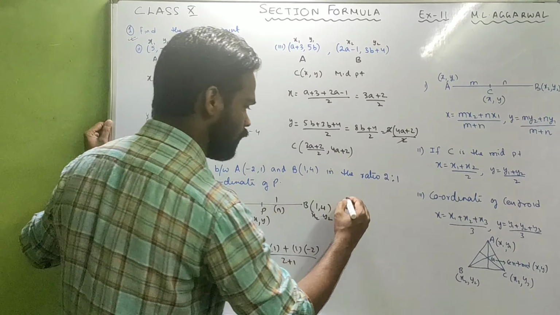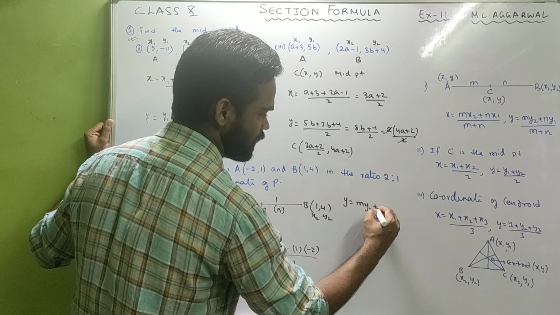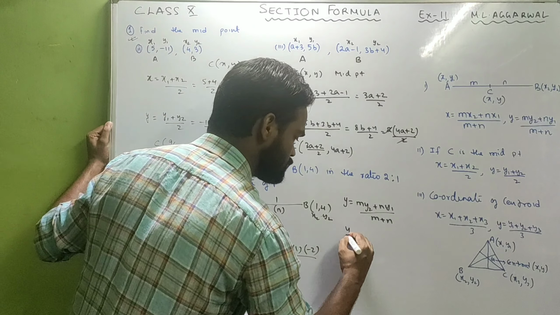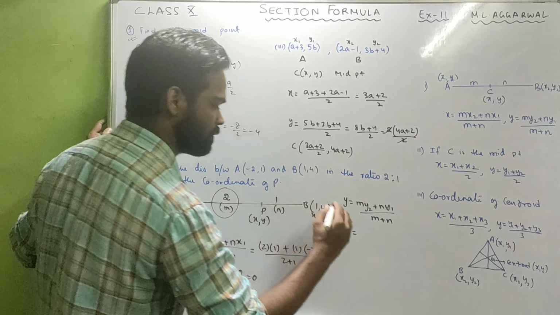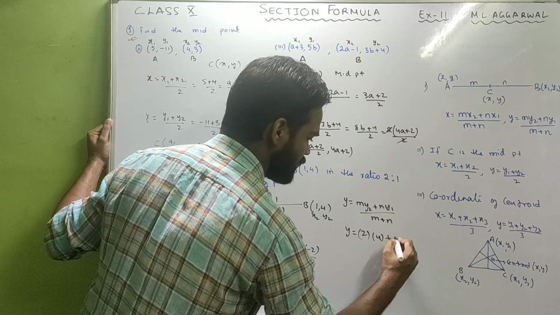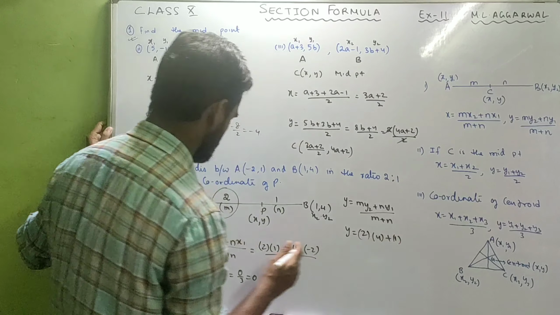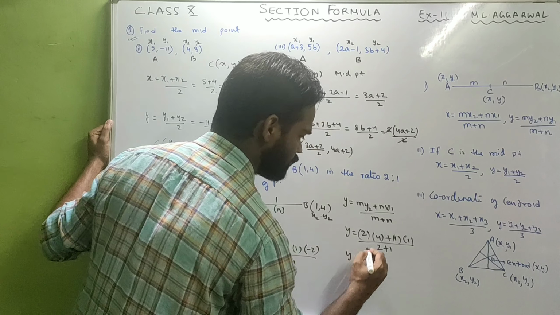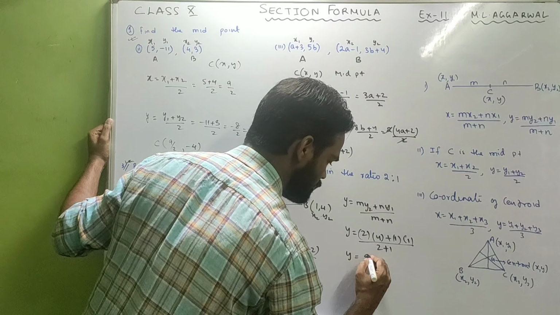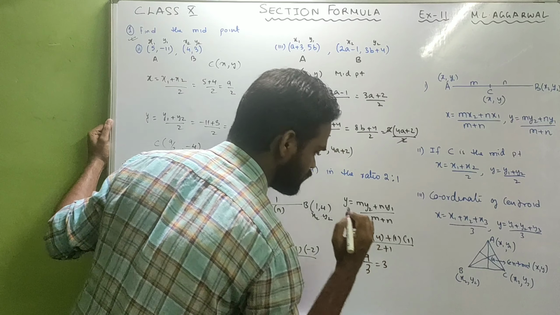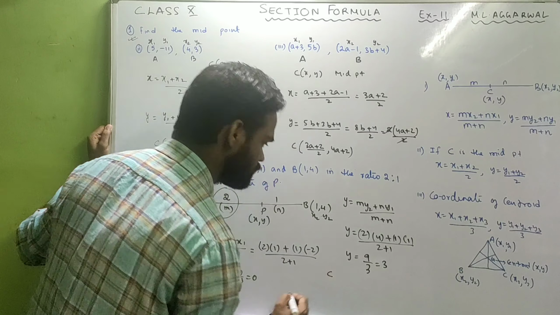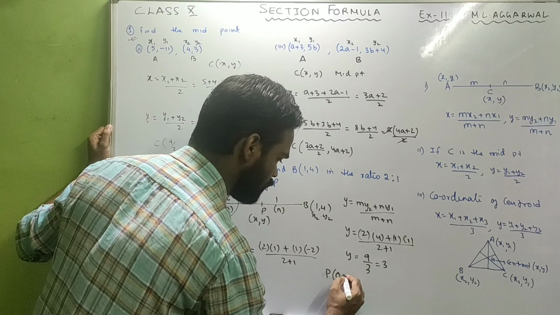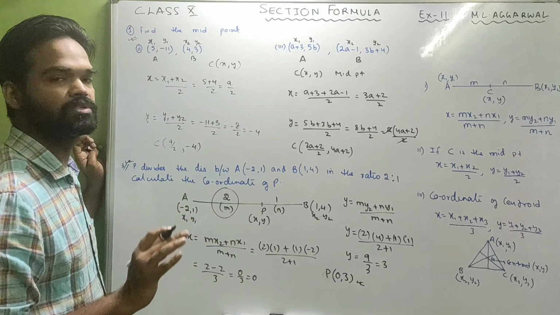Done. Similarly, I'll find y. See, (my2 + ny1) by (m + n). Remember the formulas, okay? So y is what? my2 is 2 multiplied by 4 plus ny1, which means 1 multiplied by 1, by m + n. So that's 4 2s are 8 plus 1 1s are 1. That's 9 by 3. That's 3, which means the coordinate of the point P is (0, 3). Just use the formula.